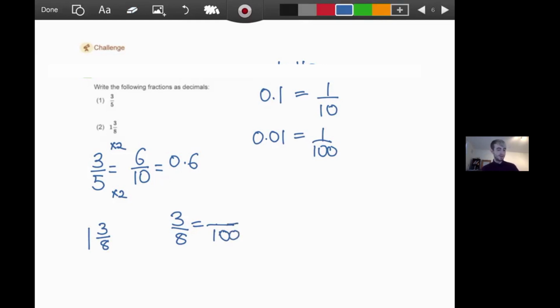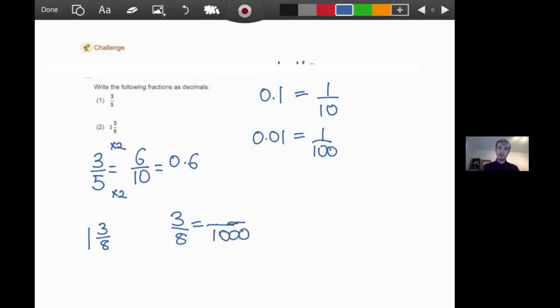What can I times 8 by to get 100? Well, 100's not in the 8 times table. We can try a few different things, but eventually we'll realize that we cannot. Okay, we can't find an equivalent fraction with 100 on the bottom. So I'm going to try 1,000.